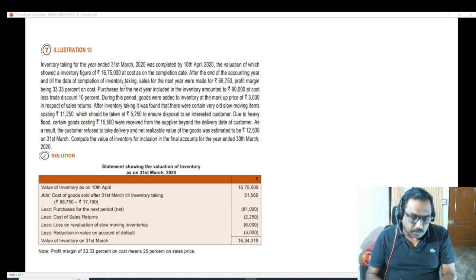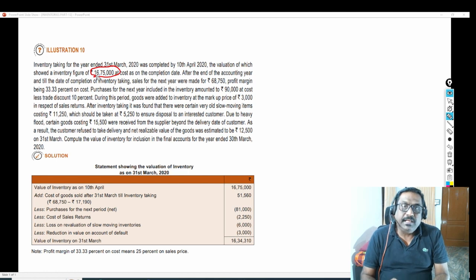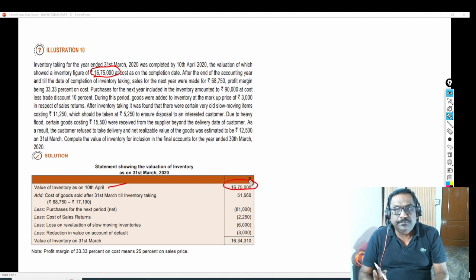Again, let me go through it point by point. Inventory taking for the year ended 31st March 2020 was completed by 10th April, the valuation of which showed an inventory figure of 16 lakhs 75,000. Okay, 16 lakhs 75,000 is the inventory at cost. So the value of the inventory as on 10th April, 16 lakhs 75,000, we have taken into account. Very simple. There is no rocket science. There is no complication in this point.